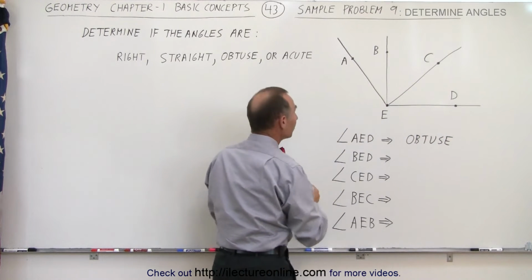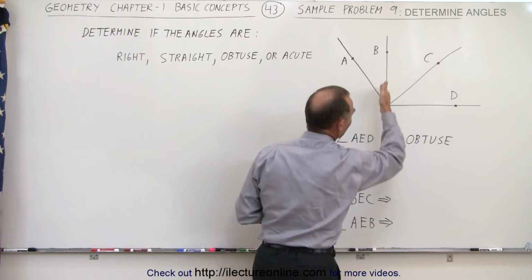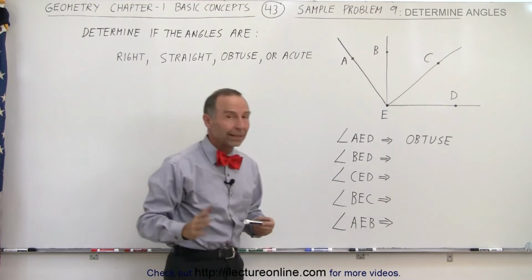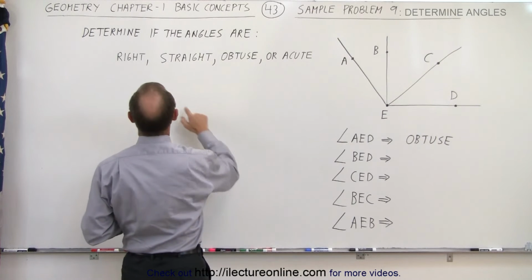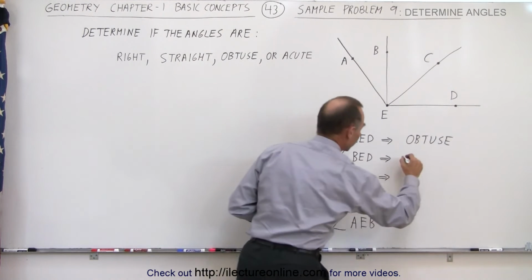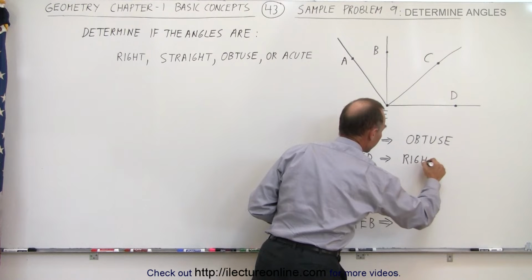The second angle is BED. Now that looks pretty well like a 90 degree angle. A 90 degree angle is called a right angle. So therefore, this is a right angle.